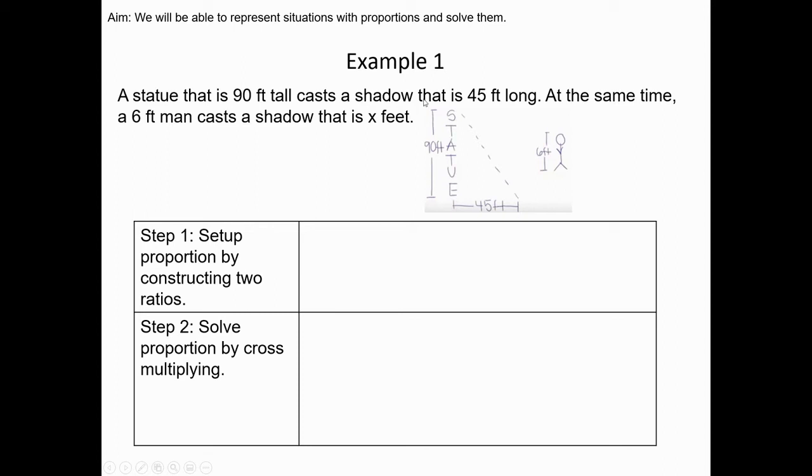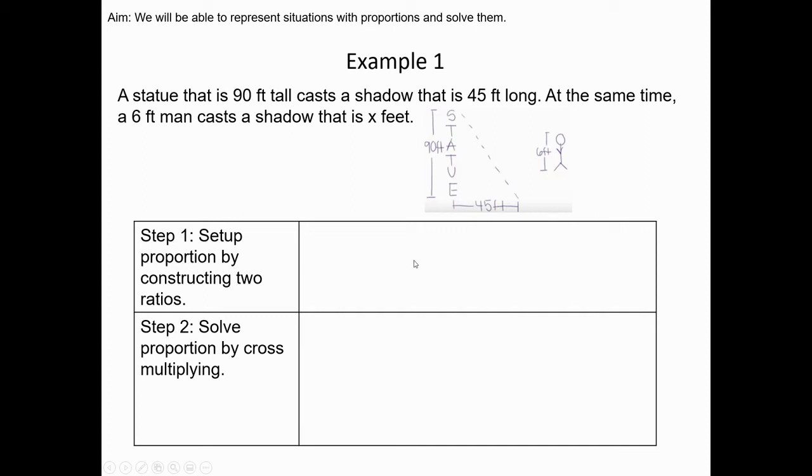But here's our statue, and here's our measurements right here. And the way we figure out the mysterious shadow length, besides just getting some measuring tape and measuring it that way, is we are going to set up a proportion and figure out what that is.